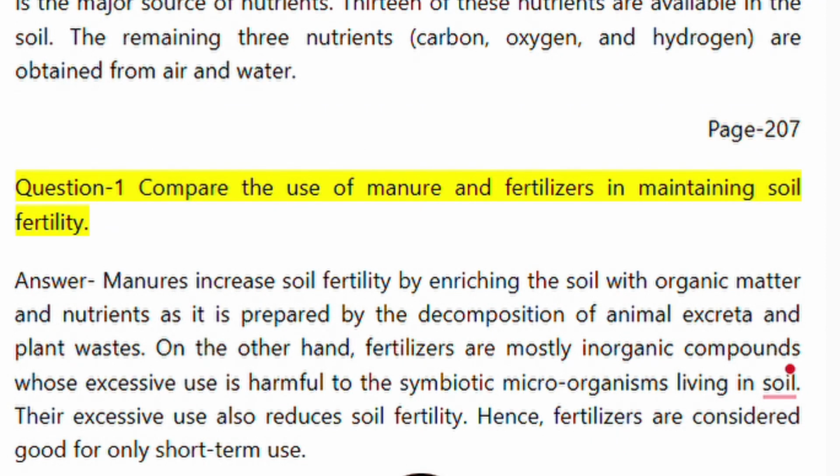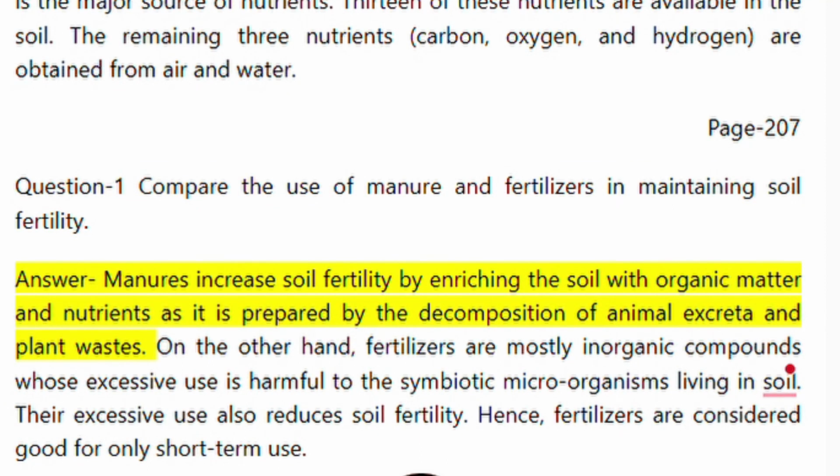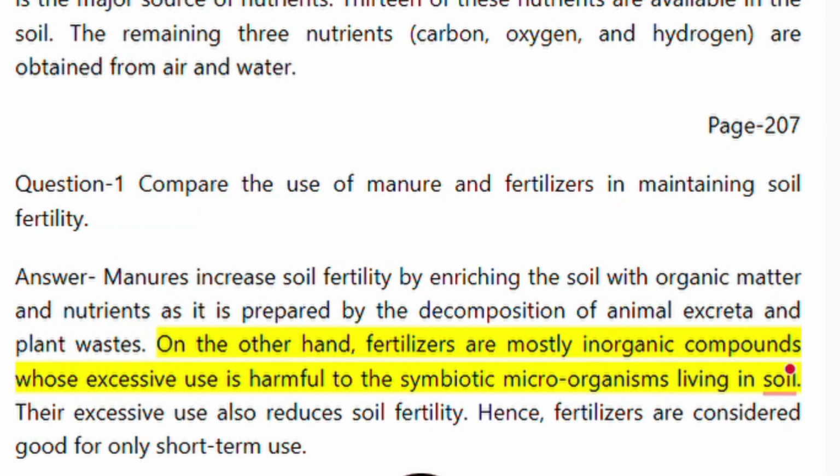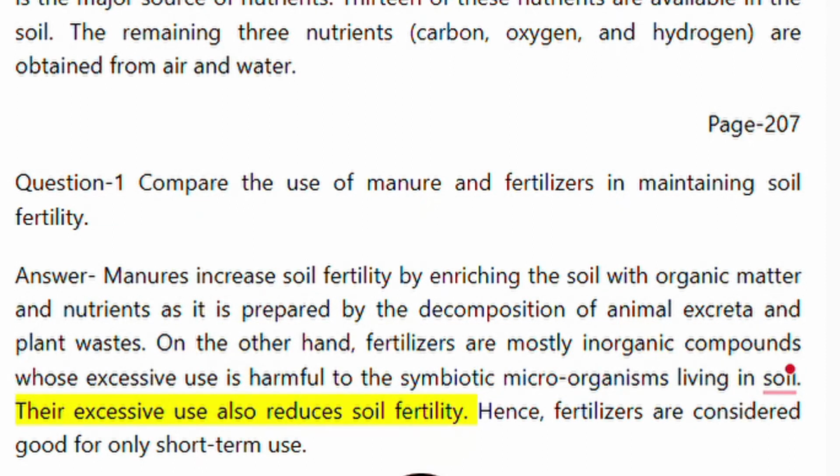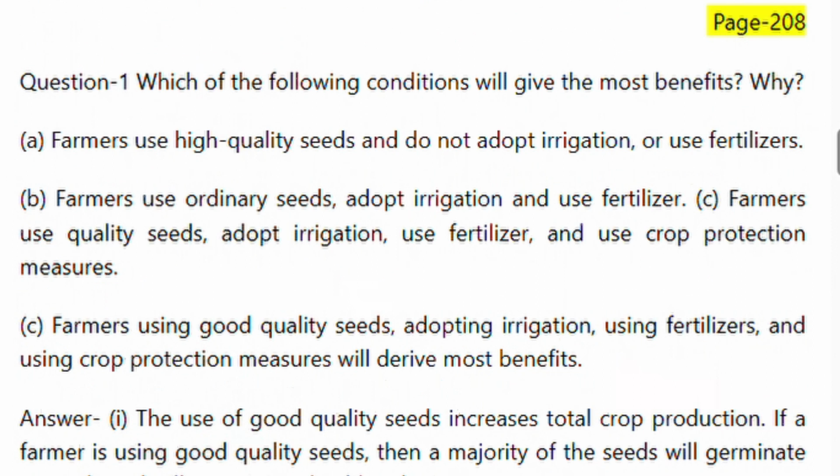Question 1. Compare the use of manure and fertilizers in maintaining soil fertility. Answer. Manures increase soil fertility by enriching the soil with organic matter and nutrients as it is prepared by the decomposition of animal excreta and plant wastes. On the other hand, fertilizers are mostly inorganic compounds whose excessive use is harmful to the symbiotic microorganisms living in soil. Their excessive use also reduces soil fertility. Hence, fertilizers are considered good for only short-term use. Page 208.